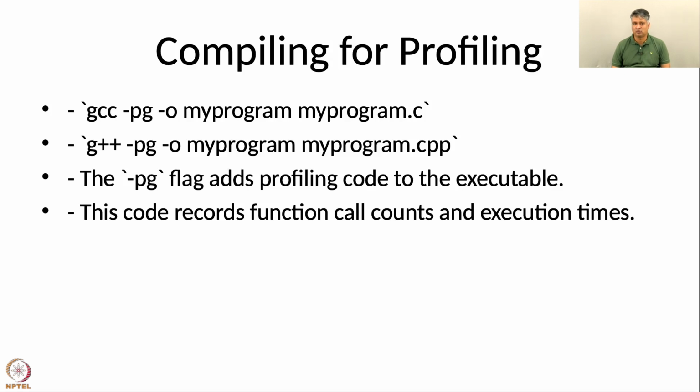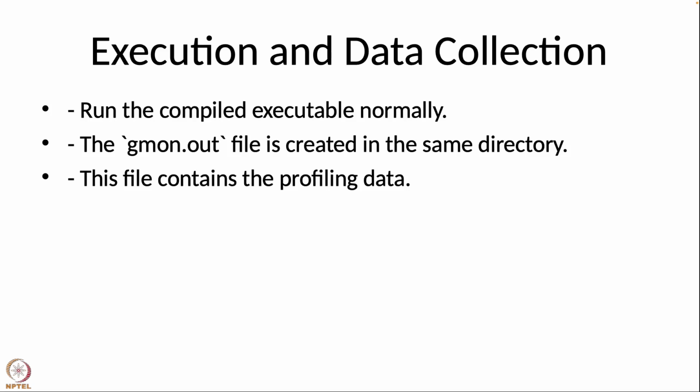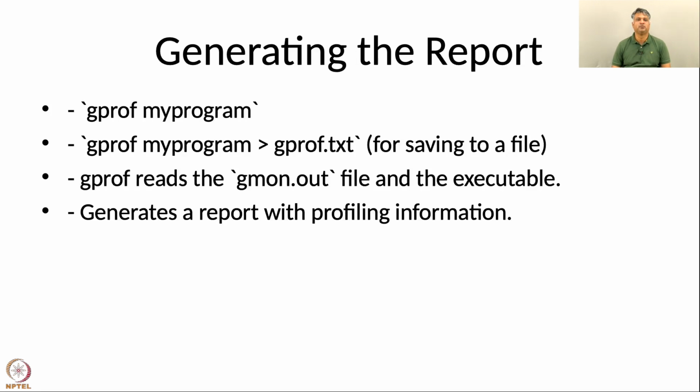This code will now record all the function call counts and execution time. Once the compilation is done, you run the compiled executable normally. The gmon.out file is created in the same directory, and this file contains the profiling data from where the execution is done. And finally, when you want to generate the report, you do gprof my program.